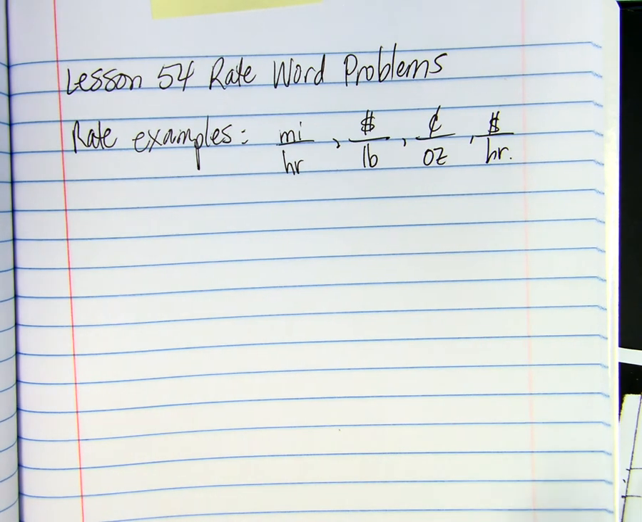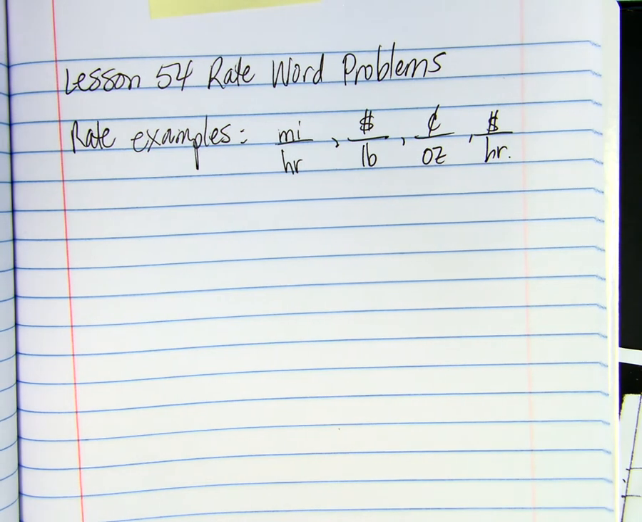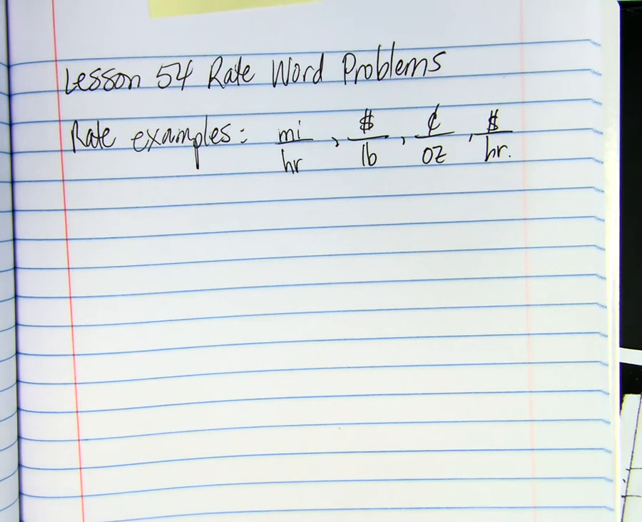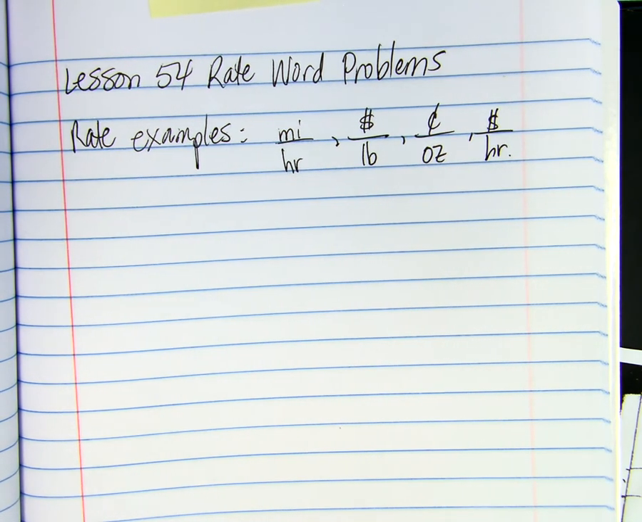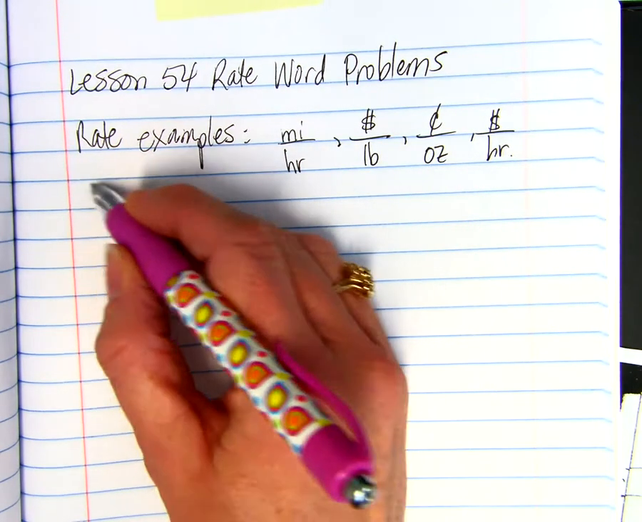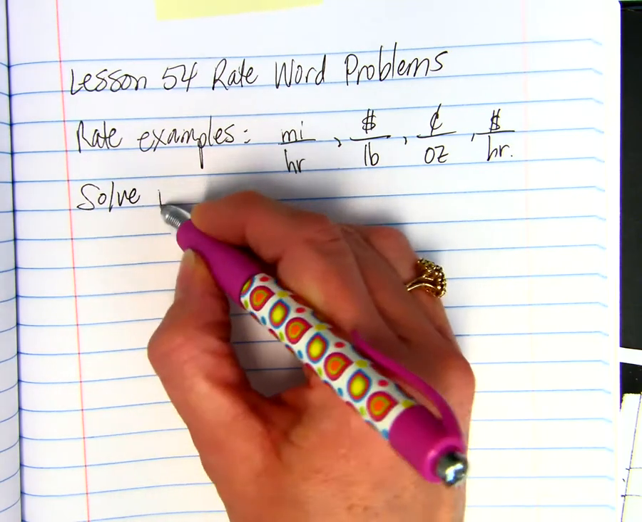Okay. You solve rate problems just like ratio box problems, but you just label the boxes a little differently. So we're going to write that down in a sentence.